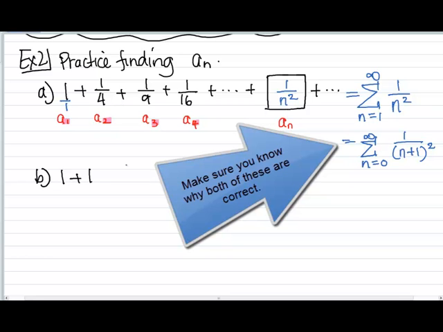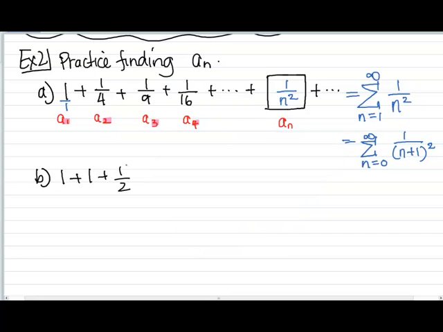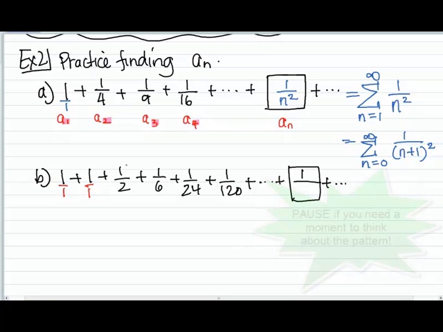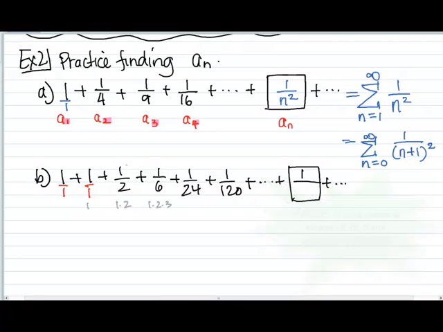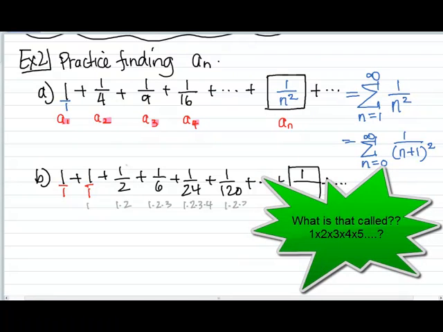Now let's try another series. How about 1 plus 1 plus 1/2 plus 1/6 plus 1 over 24 plus 1 over 120 and so on. What would the nth term be? Might help for us to write these all as fractions, and then you can tell that your numerator is always going to be 1. Now how do you get the denominator? We could also think of this as 1, 1 times 2, 1 times 2 times 3, 1 times 2 times 3 times 4, and so on.